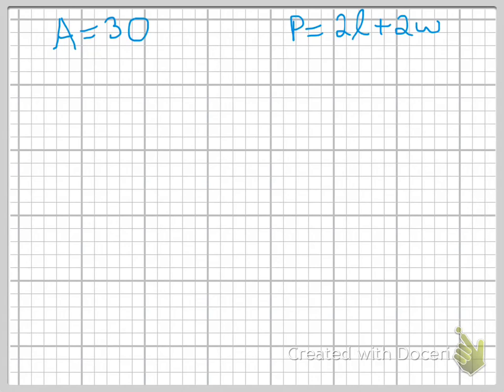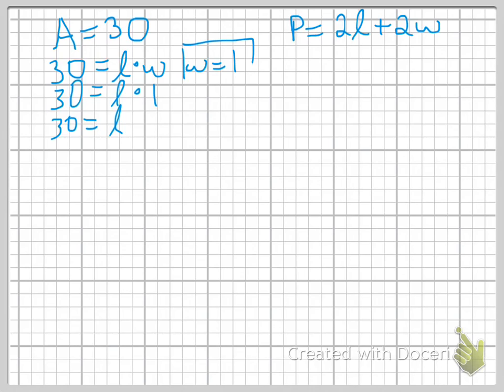So what I'm going to do is start with the area. We know the area is 30, but we also know the area formula is length times width. So let's choose a width of 1. And when I put it back in the formula, you get 30 equals L times 1. Well, in order for that to happen, you can divide by 1 if you want, but really you're going to get a length of 30. So I need to draw a rectangle that has a width of 1 and a length of 30. So I'm going to do that right now.